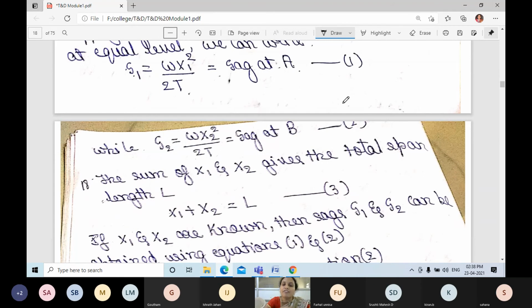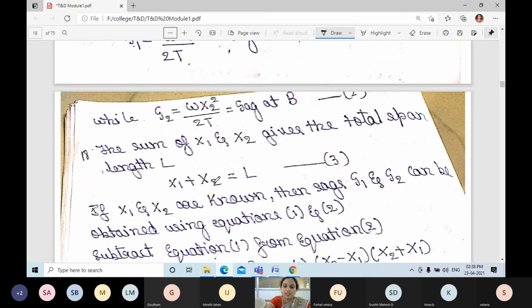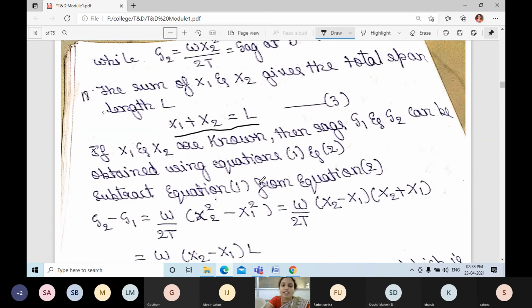The sum of x1 and x2 is nothing but the total span length, that is L is equal to x1 plus x2. This is the third equation. If we know the values of x1 and x2, then we can find out S1 and S2.